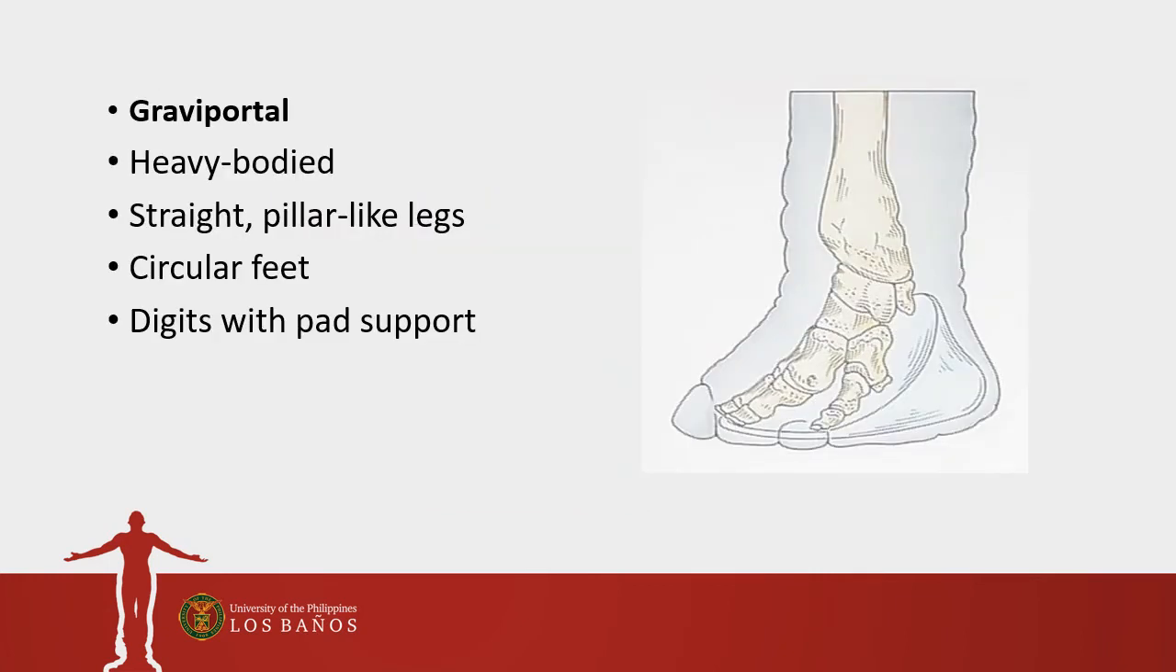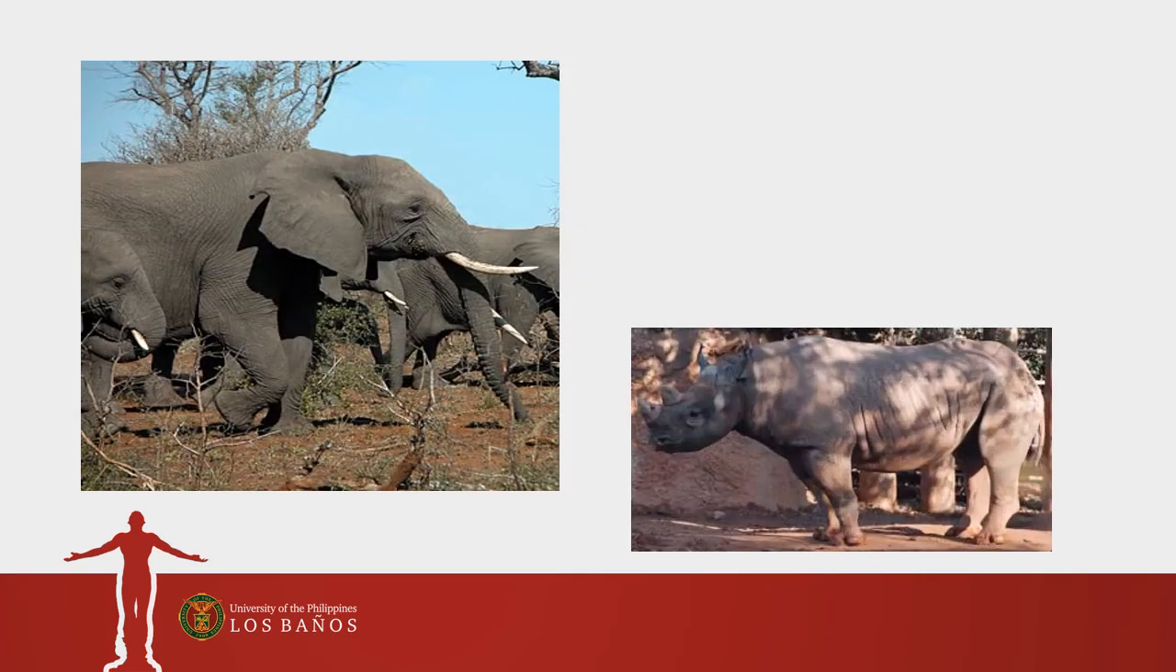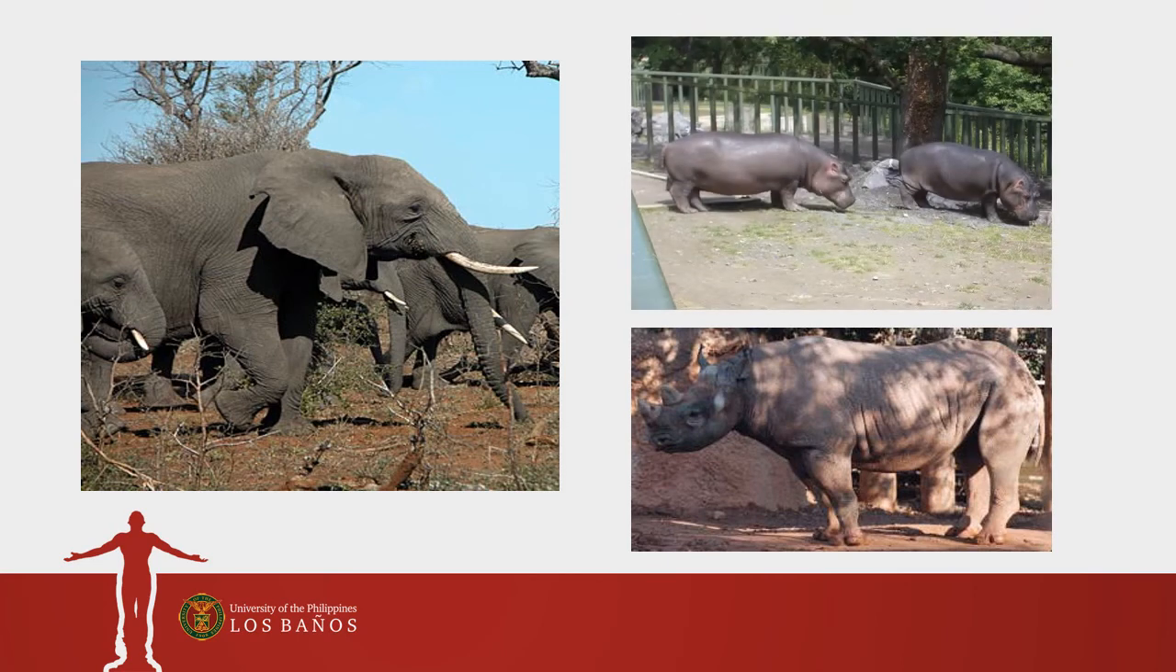Very large mammals have graviportal locomotion. Since they are heavy-bodied, the weight of these mammals can only be supported by straight pillar-like legs. They have no digit reduction and deploy the digits in a circle around the axis of the limb for maximum support, like the pedestal of a column, and also additional pad support. These are seen in elephants, rhinoceros, and hippopotamus.